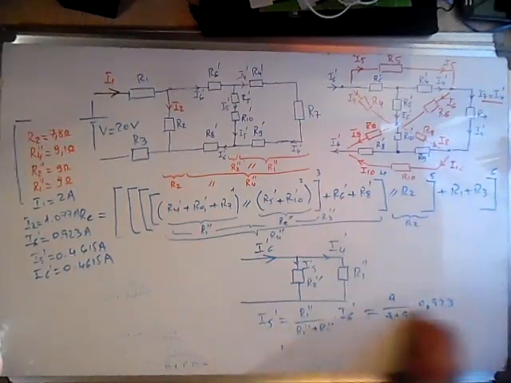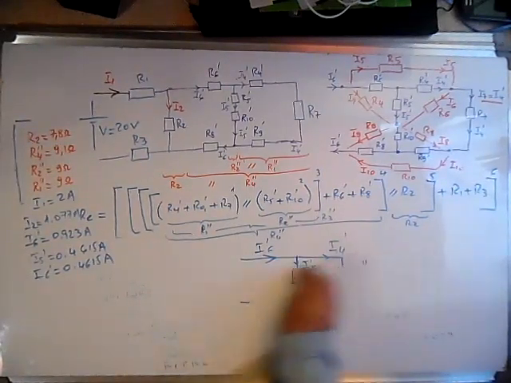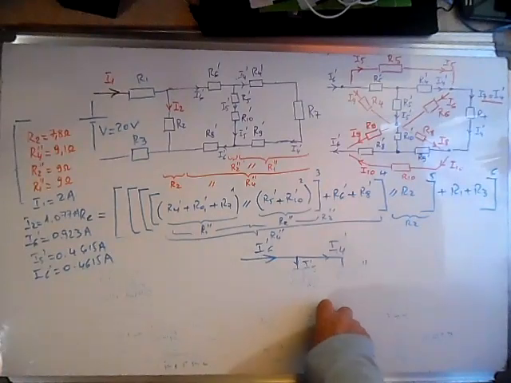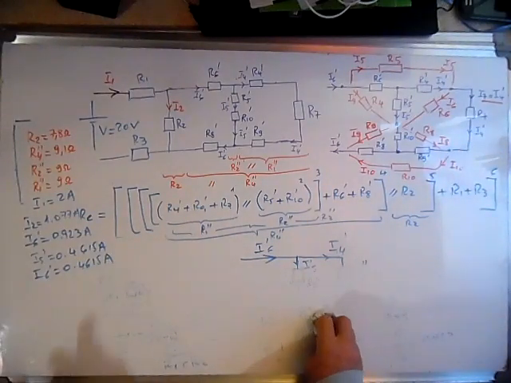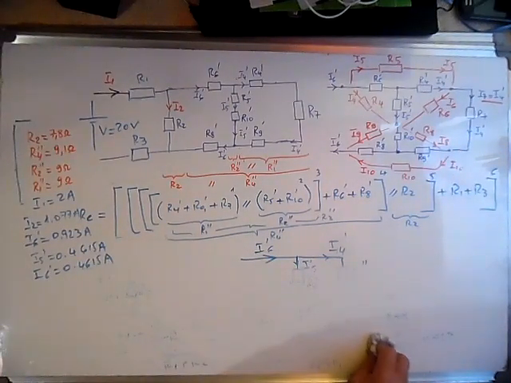Now we have to go to the original circuit to calculate I5, I4, I6, I8, I9 and I10. Remember that I7 is equal to I4 prime, which we have calculated. So we'll take a break now, and I'll come back in the next film to calculate these.